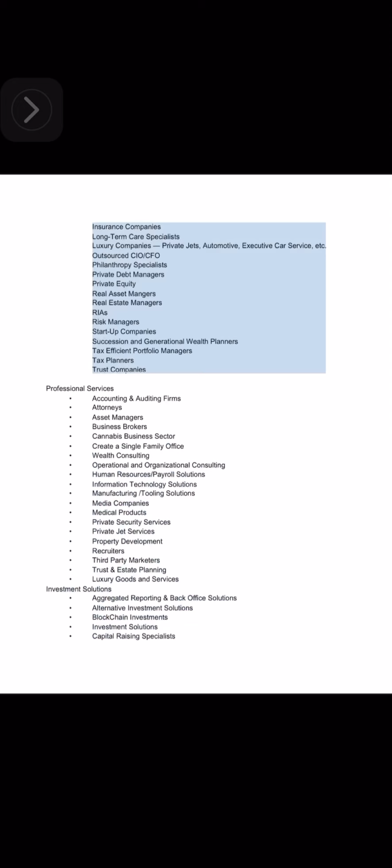Investment solutions: aggregated reporting and back-office solutions, alternative investment solutions, blockchain investments, capital raising specialists, charitable giving and philanthropic services, consumer product investment professionals, hedge fund auditors, insurance and risk management, investment due diligence services, fund manager platforms, insurance dedicated funds, IDFs, manufacturing tooling solutions, oil and gas attorney, outsourced chief investment officer CIO solutions, private equity investment professionals, securities lending solutions, venture capital professionals, wealth management solutions.